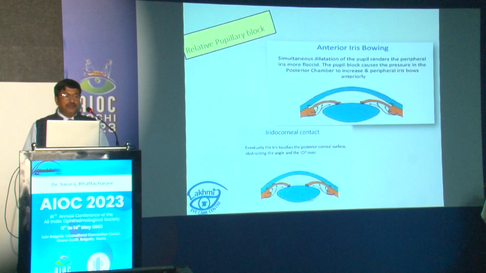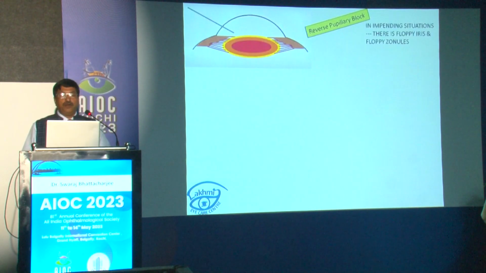Before speaking about the reverse pupillary block, we must know what is relative pupillary block. There is anterior iris bowing, where dilatation of the pupil renders the peripheral iris more flexed. This pupil block causes the pressure in the posterior chamber to increase and the peripheral iris bows anteriorly. Eventually, the iris touches the posterior corneal surface, obstructing the angle, and the IOP rises.